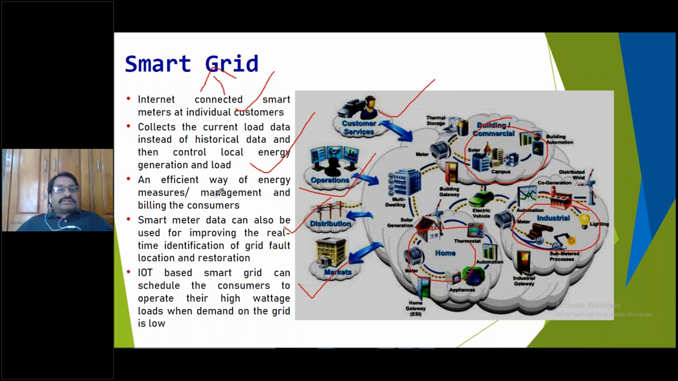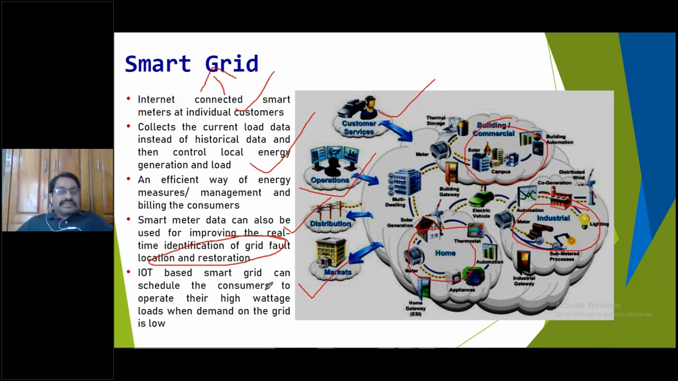So thereby you can control. It provides one efficient way of energy measurement management and billing the consumers according to their load, and scheduling for smart meter data, also for improving real-time identification of grid fault. That's what I told you. That's prediction of maintenance, prediction of repairs, improving the real-time identification of fault location and restoration. That's what smart meter data can aid.